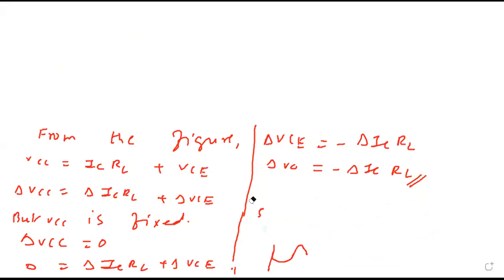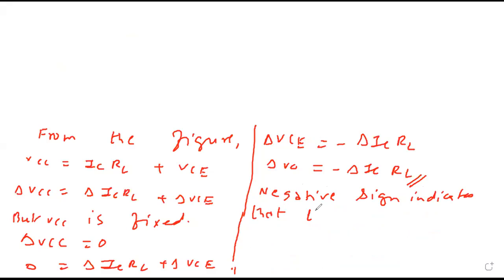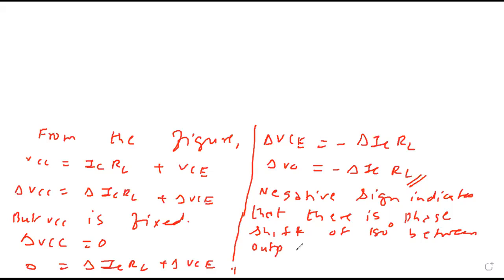So I am writing one line here. Negative sign indicates that there is a phase shift of 180 degrees between output and input in a common emitter amplifier.